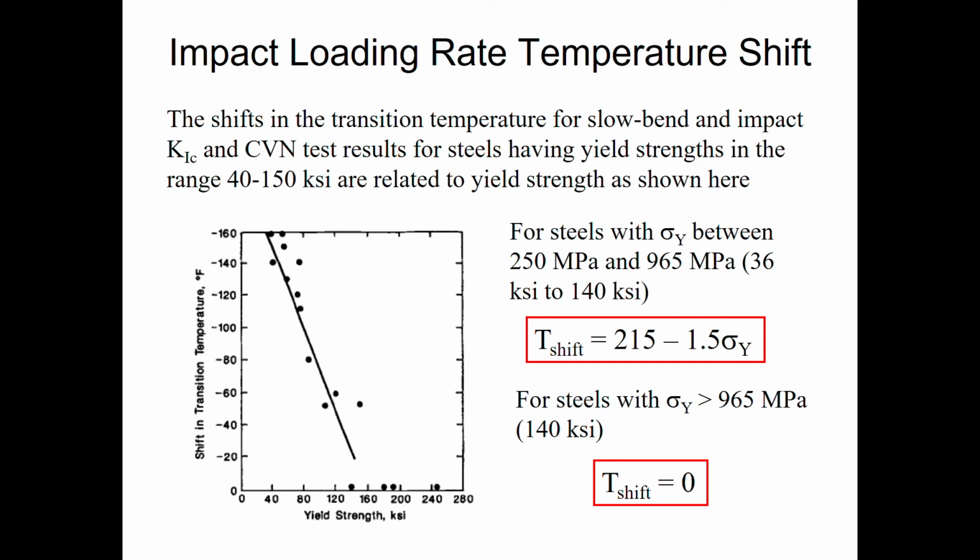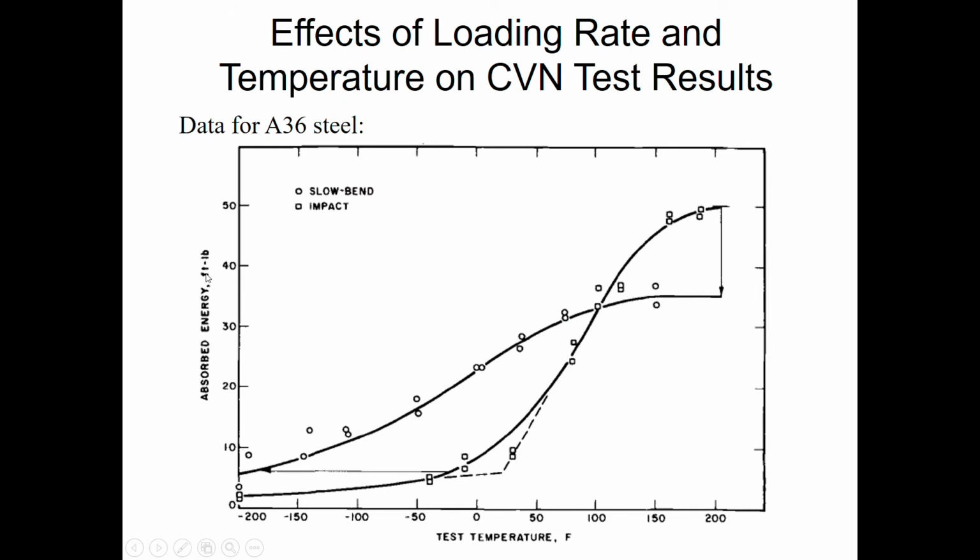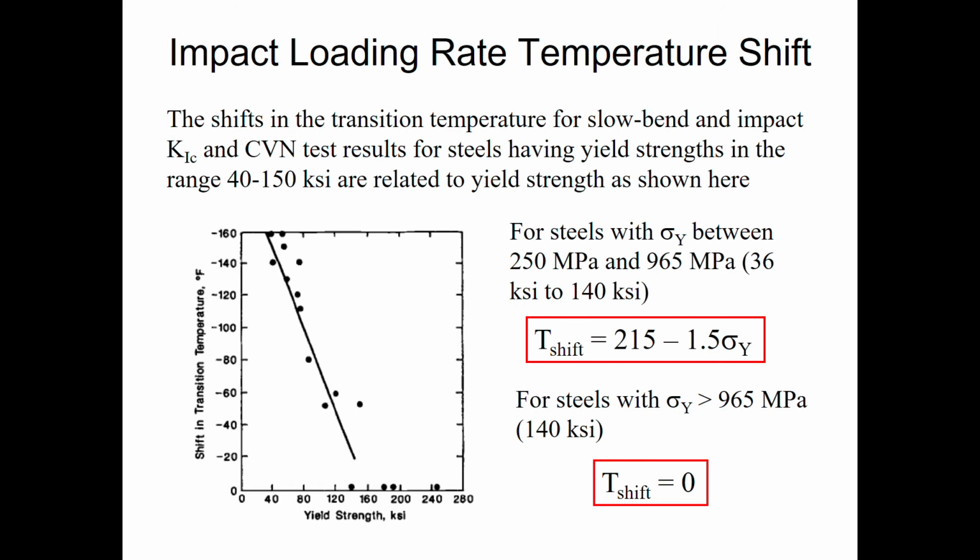Okay, this is the impact loading rate temperature shift. The shift in the transition temperature for slow bend and impact K1C and CVN test results for steels having yield strength in the range 40 to 150 ksi are related to yield strength as shown here. Okay, this is the plot for the yield strength, sigma y, and then this is the shift in transition temperature. So basically from this graph, they put several specimens and tested them, and then they got the result for the shift in transition temperature.